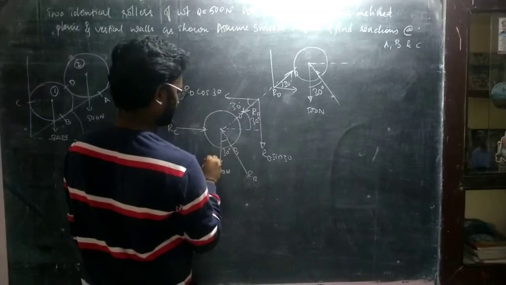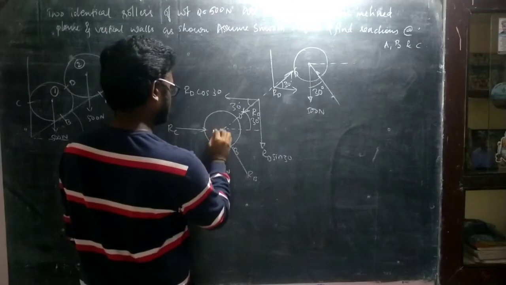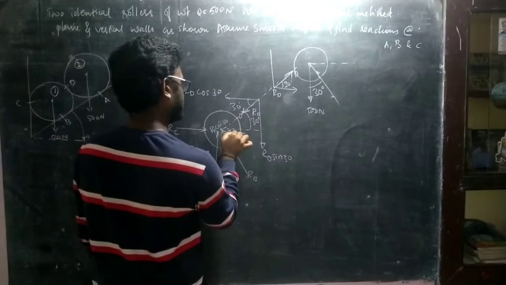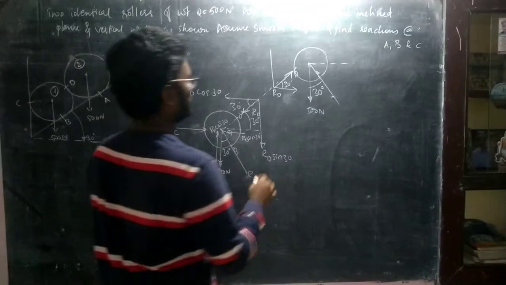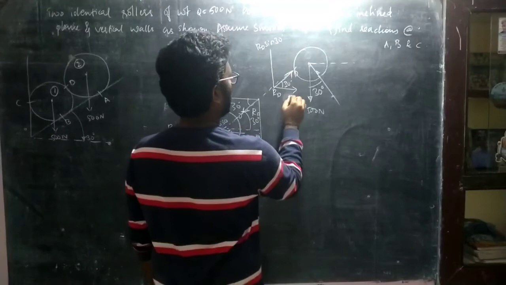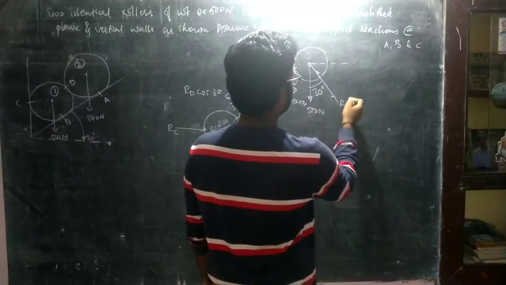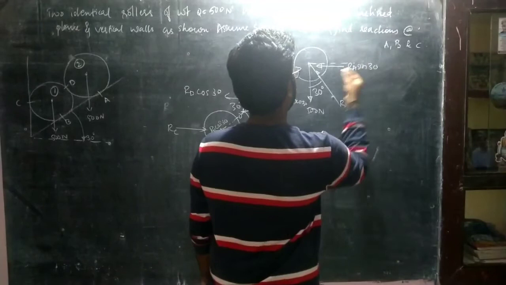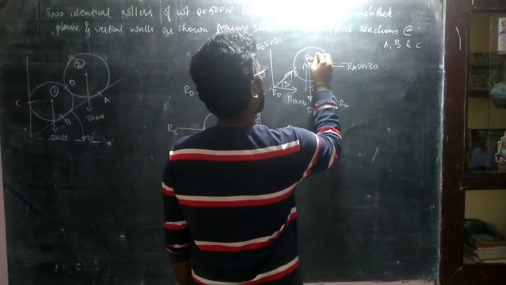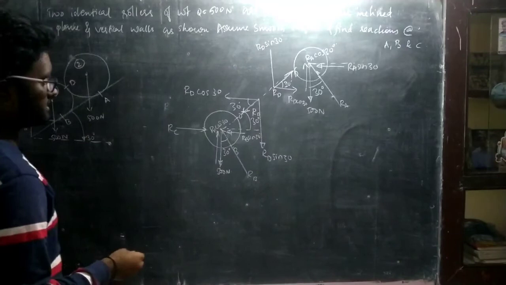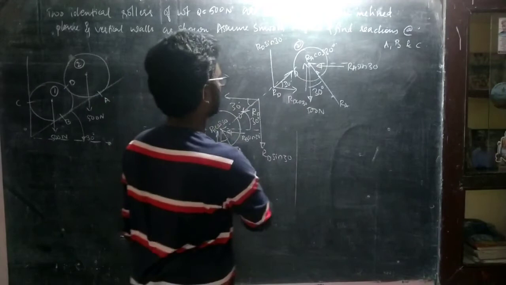And now we have here RB cos 30 degree, RB sin 30 degree. Here we have RD sin 30 degree, RD cos 30 degree. Now we have 500 here and this is RA. Here we have RA sin 30 degree and RA cos 30 degree. Okay, we have resolved all the components. Now considering roller 2, this is considering roller 1. So for roller 2 we'll do it first.